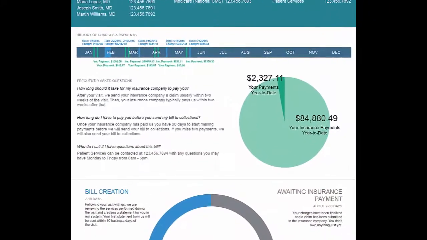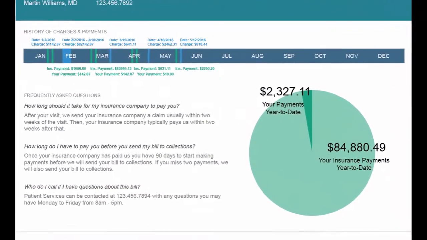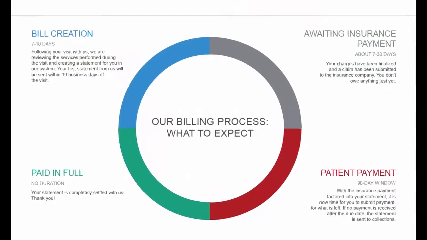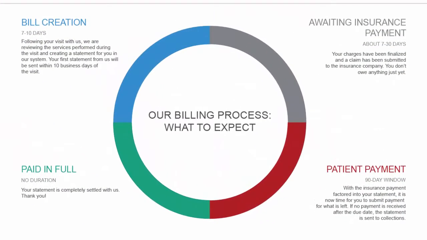The back of the bill also features historical charges and payments, an explanation of the revenue cycle to help set expectations, and a list of useful phone numbers including the patient's insurance company.